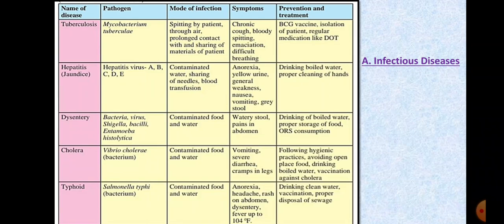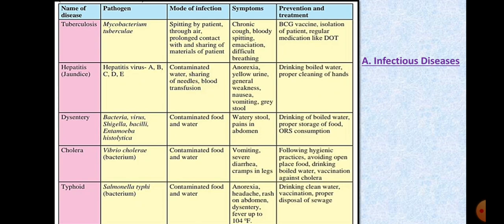It spreads through Mycobacterium tuberculosis, and the mode of infection is the sputum of the patient, which is through air, or if any healthy person remains in prolonged contact with the patient, they can also get the disease. The symptoms are cough, severe cough. There may be sputum, bloody sputum, and difficulty in breathing. And prevention and treatment, as I said, BCG vaccine is given, that is for tuberculosis. The patient should be kept isolated and regular medication should be given.